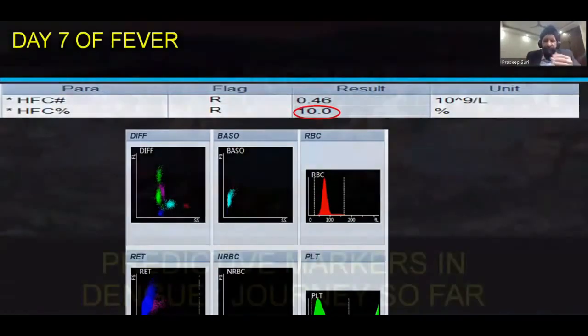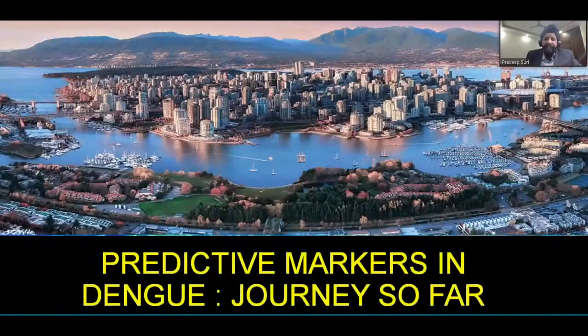So this is the study that we presented in ISLH last year in 2019 in Vancouver, where we clubbed all the prognostic markers of platelet recovery in thrombocytopenic dengue patients: immature platelet fractions, platelet lymphocyte ratio, HFC, platelet HFC ratio, and we were trying to come up with what is the best prognostic marker amongst all these prognostic markers.